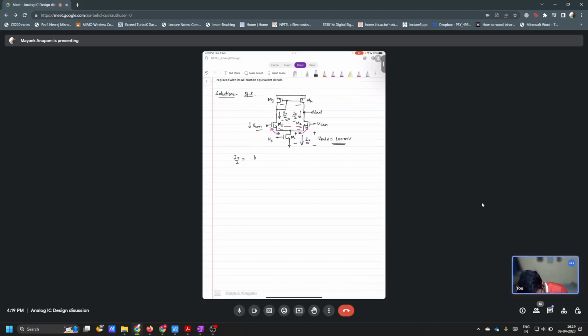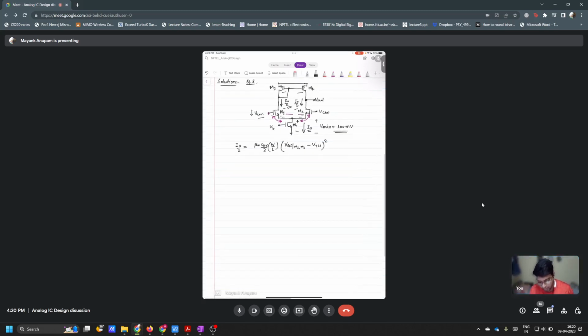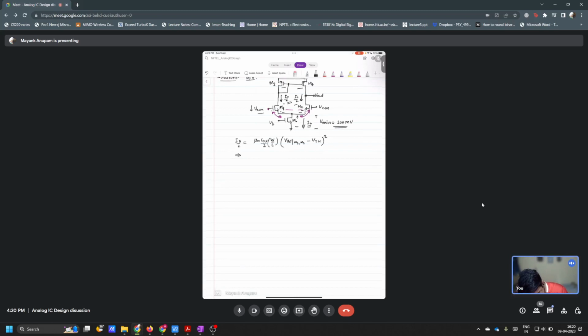I naught by 2 should be equal to mu n Cox W over L divided by 2, VGS of M1, M2 minus VTH, the whole square, assuming everything is in saturation and that there is no channel length modulation at this point. So from here you can calculate what VGS is required. What is the VGS required? Square root of 2 I naught by mu n Cox W over L, plus VTH, sir. Square root plus VTH, right? Yes, sir. Correct.